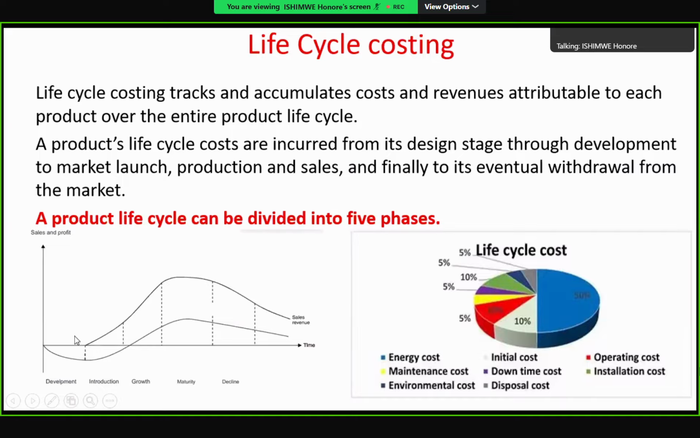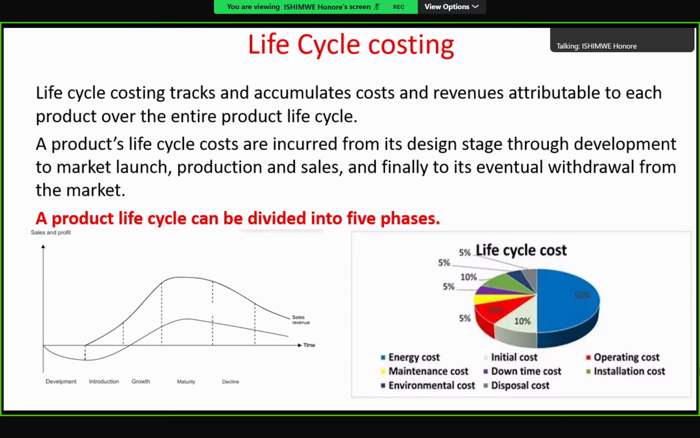Then all the costs we incur here, and even the revenues, we consider them in life cycle costing. So this is an example. This is a specific industry that uses life cycle cost, and this is an example I took where 50% is consumed in energy cost. This is for the whole life cycle of a product. They have estimated that 50% will go to energy cost, and this yellow is maintenance cost, and this dark blue is environmental cost and the initial cost.